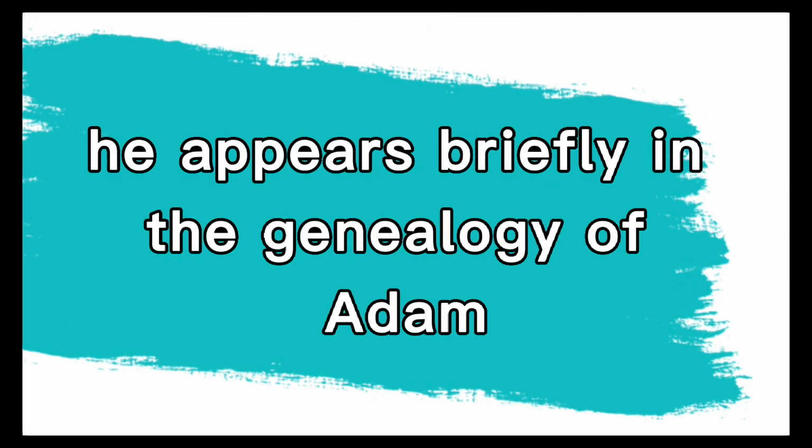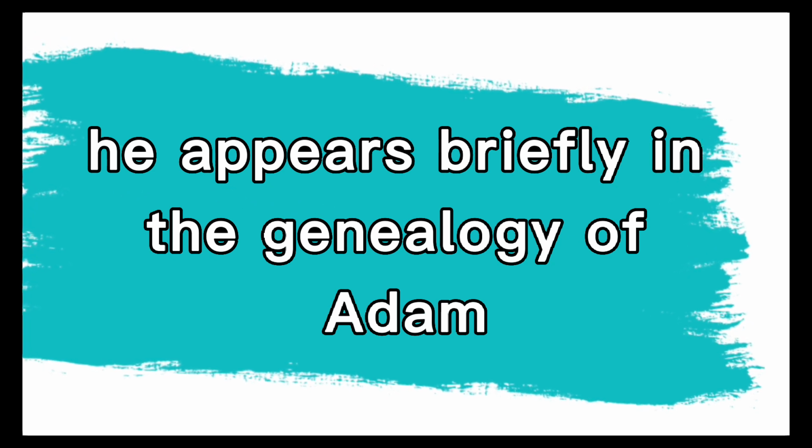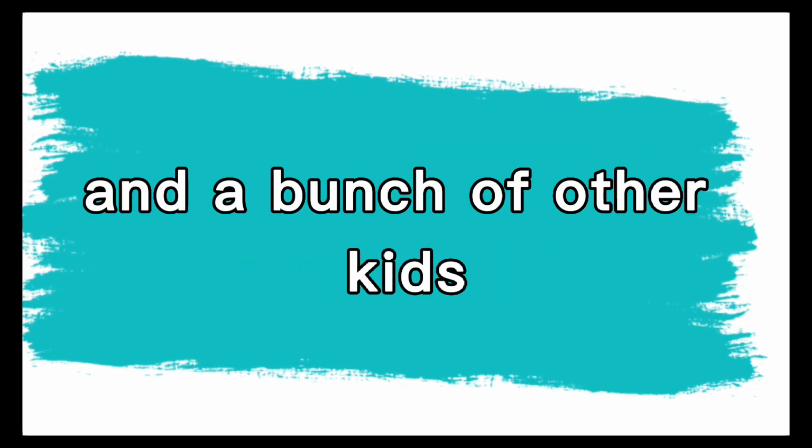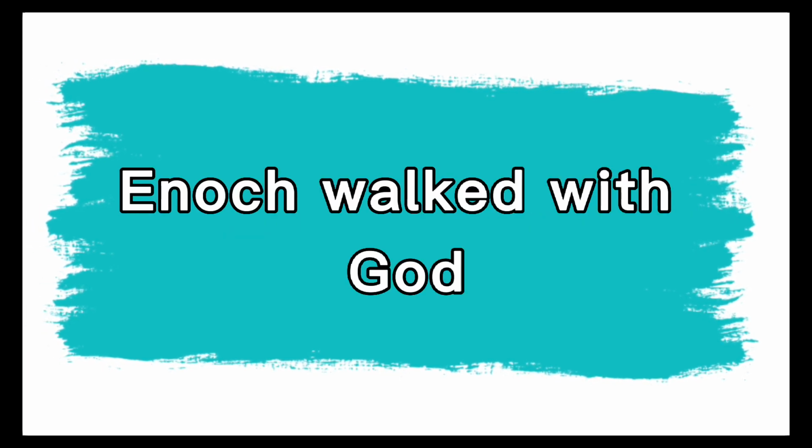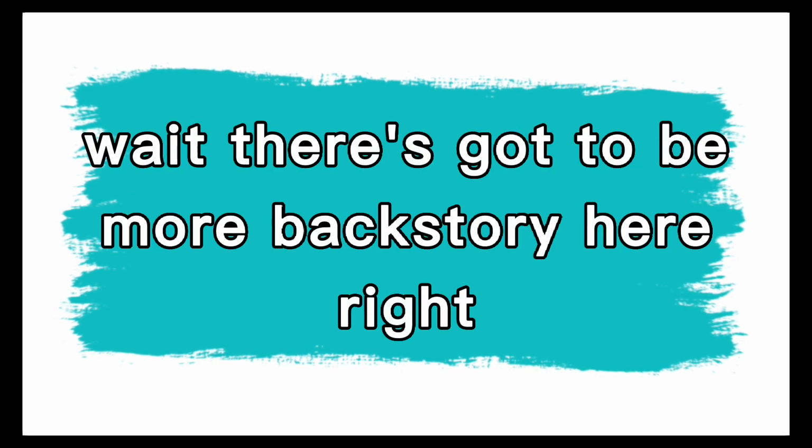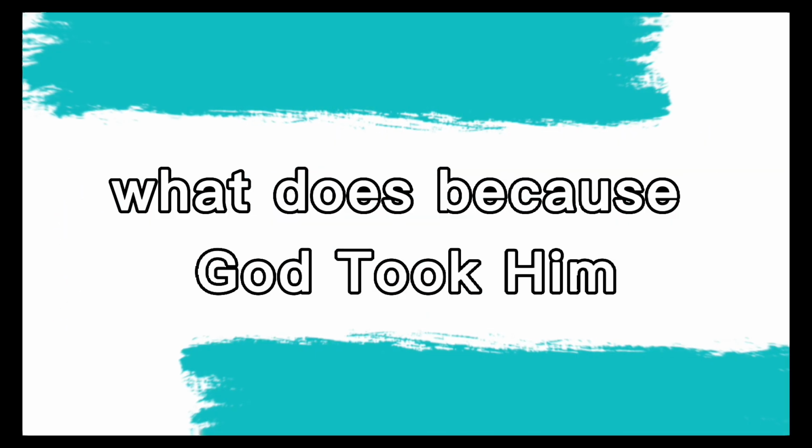In the book of Genesis, he appears briefly in the genealogy of Adam. After fathering Methuselah and a bunch of other kids, the text simply says, "Enoch walked with God, then he was no more, because God took him." Wait, there's got to be more backstory here, right? What does "because God took him" even mean?